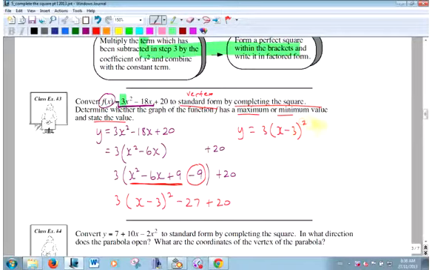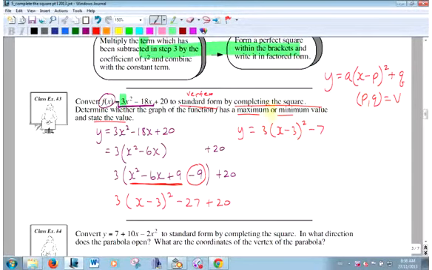x minus 3 squared minus 7. Does that tell us where our minimum or maximum point is? Is that vertex form? Yeah, we want it to look like this, right? Remember? x minus p squared plus q. p, q, that's our vertex, okay?